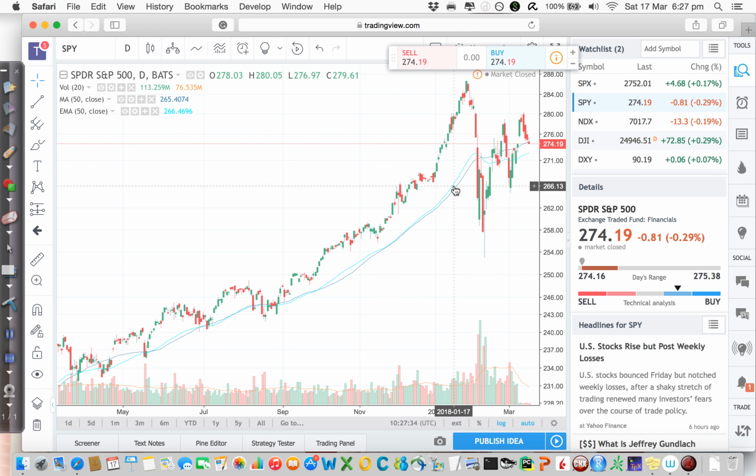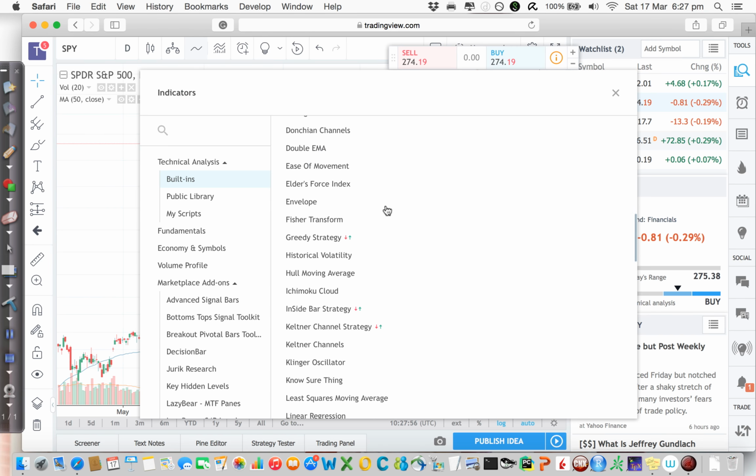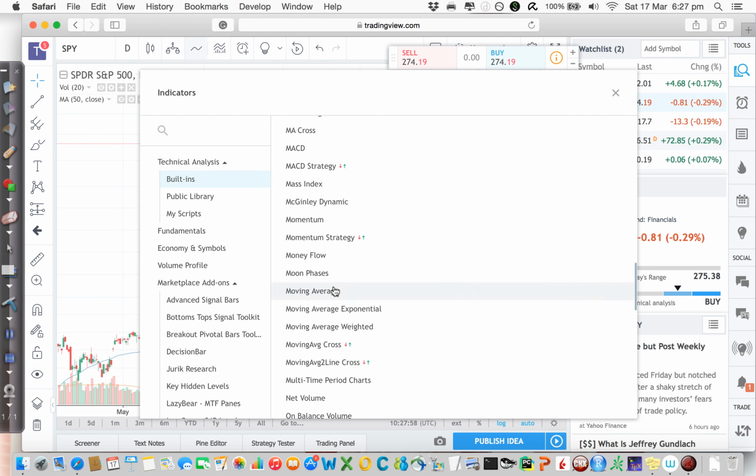So when you are using moving averages for medium to long term, you can use daily simple moving average. When you want to identify shorter term trends, then you can consider using the exponential moving average. Okay, let's take again the 150.